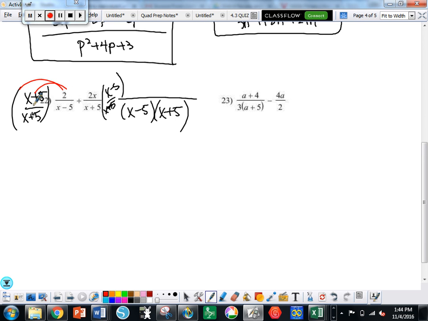So distribute the 2. I've got a 2x plus 10 right there. Distribute the 2x. I have plus 2x squared minus 10x. Rewrite it. 2x squared minus 8x plus 10.